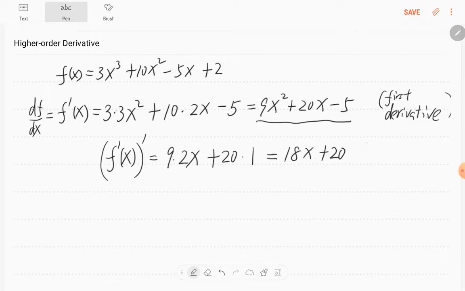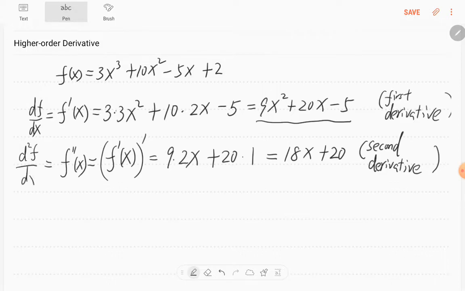And this is called the second derivative, which is the derivative of the first derivative. We denote this one by f double prime of x. If we want to use Leibniz notation, it can be written as d squared f over dx squared. So this is called the second order derivative.